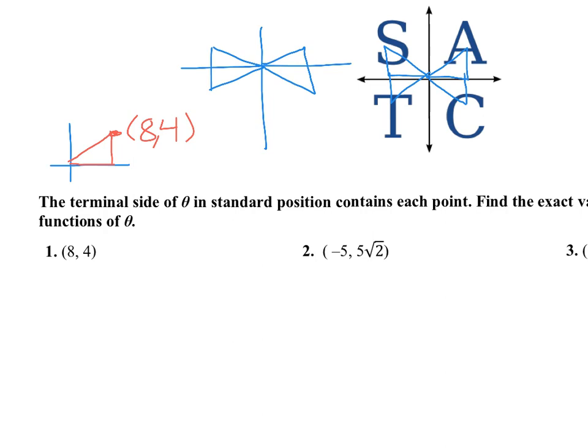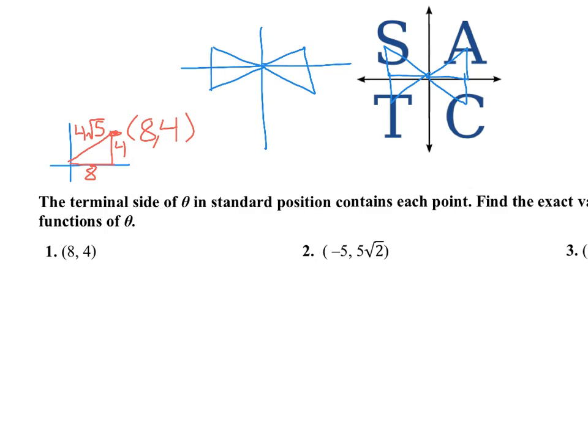Alright, so we know this length is 8, this length is 4. Do the Pythagorean theorem. 8 squared plus 4 squared is 64 plus 16. That makes 80. And what's radical 80? Radical 80 is 4 radical 5.